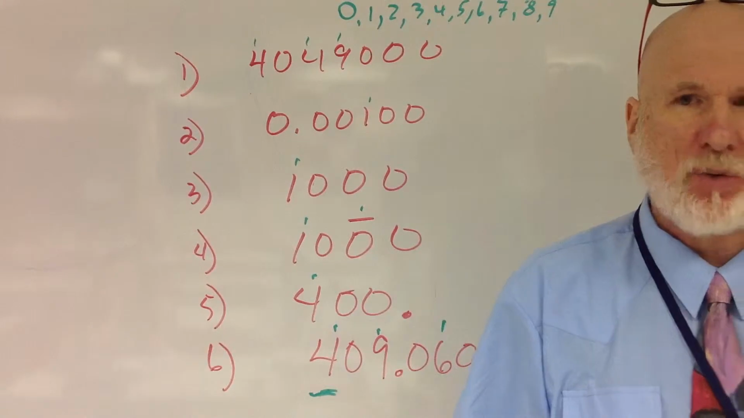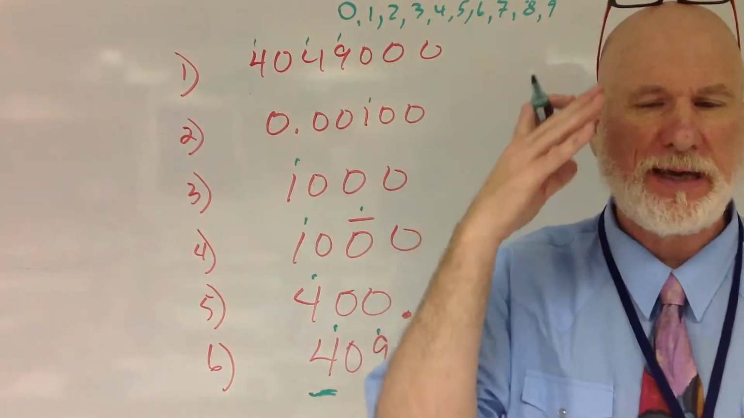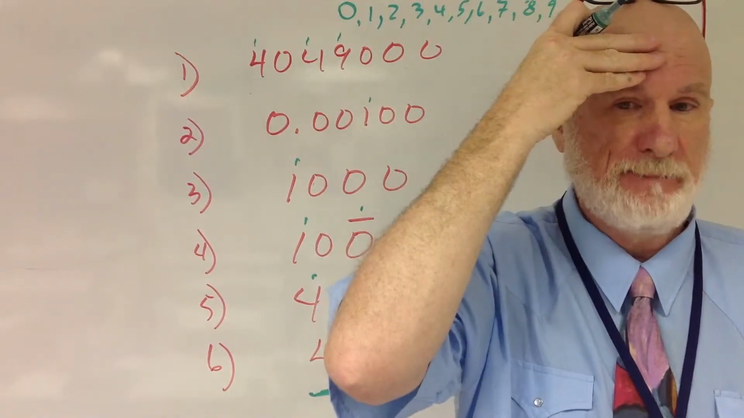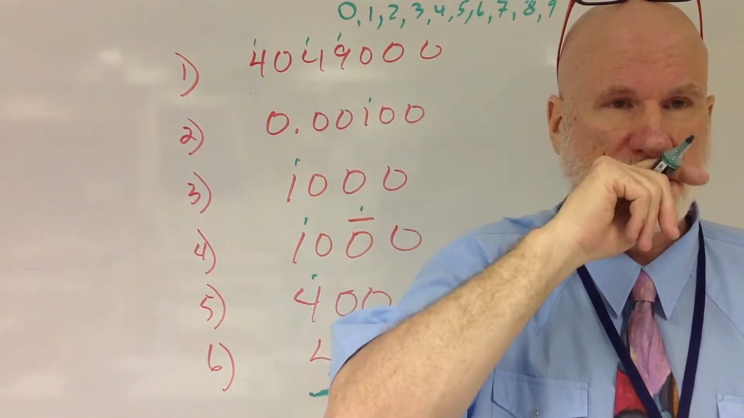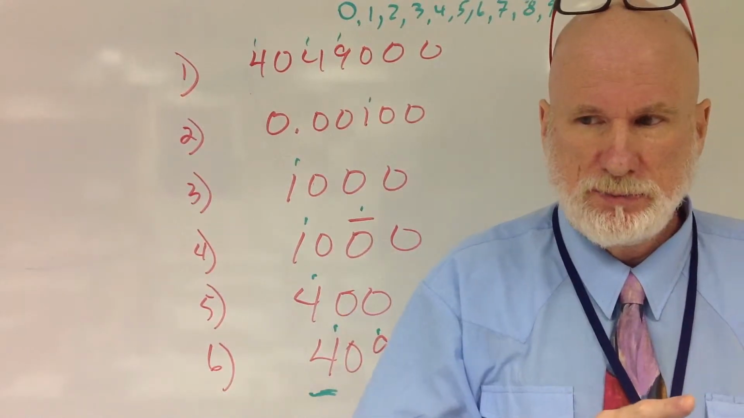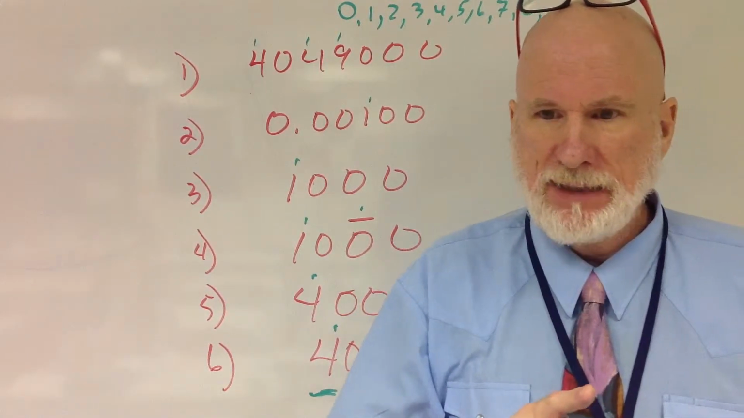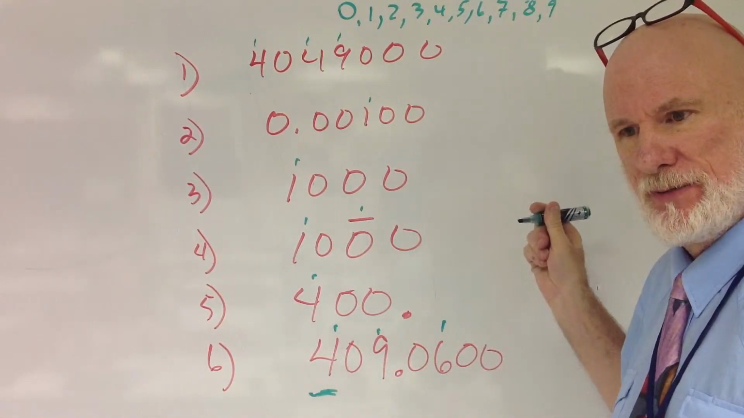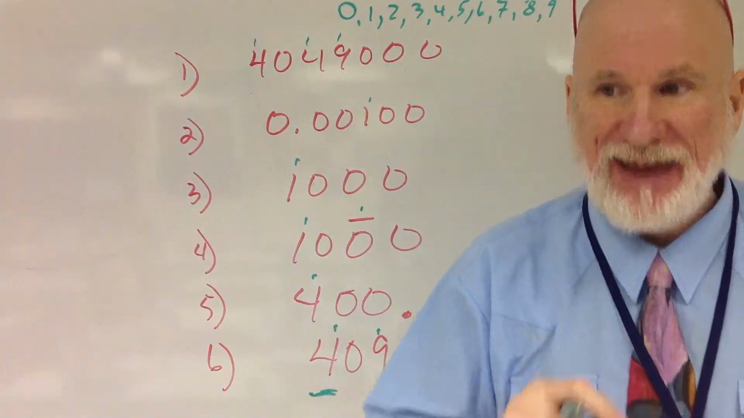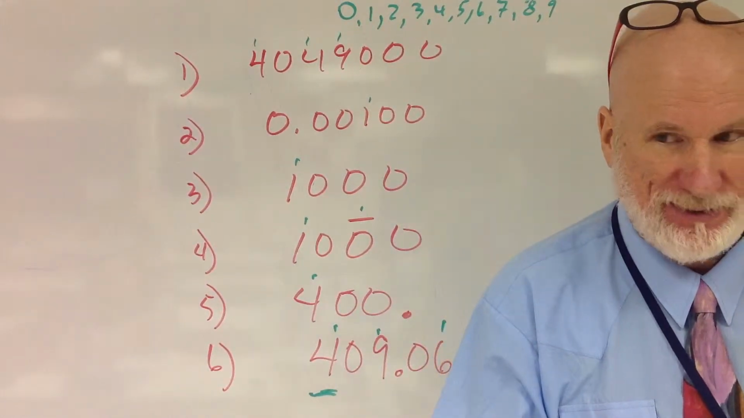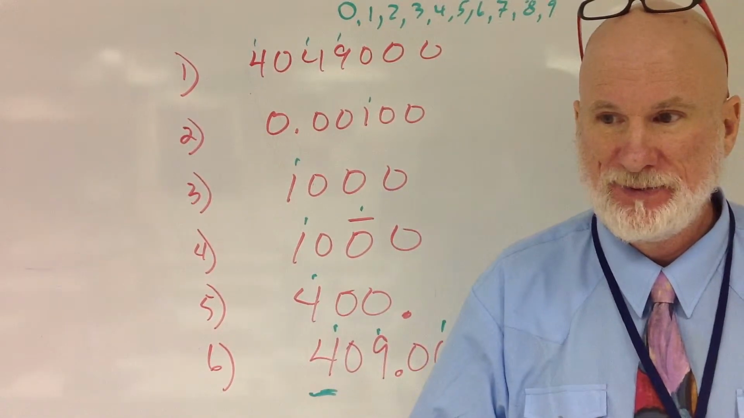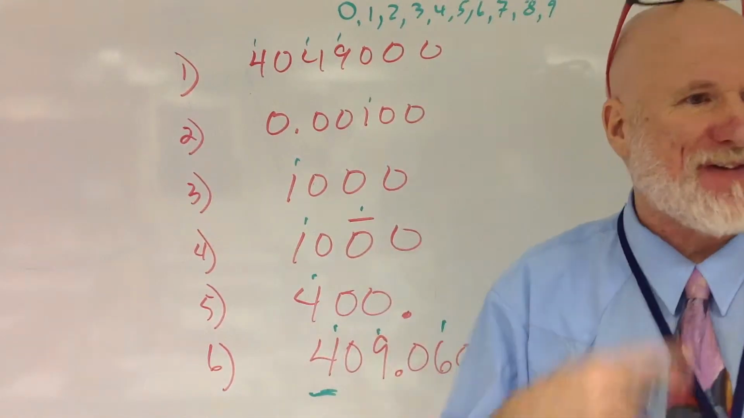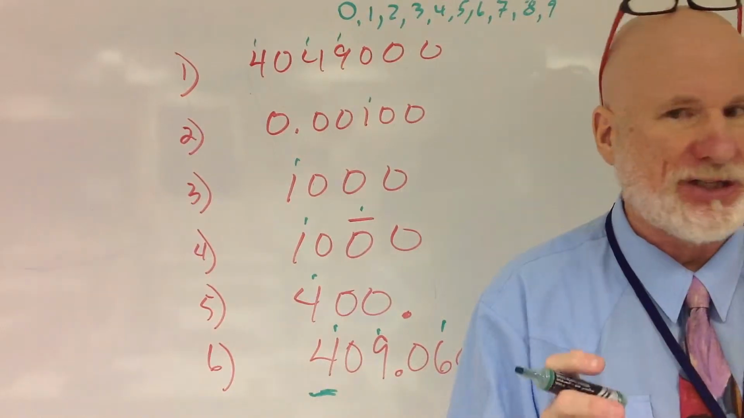Okay. The next one is, now this is a tough one. Now think carefully. I'm going to repeat this several times. You ready? A 0 that is to the right of the decimal point and is a final digit is significant. Any 0 to the right of the decimal point and is a final digit is significant.